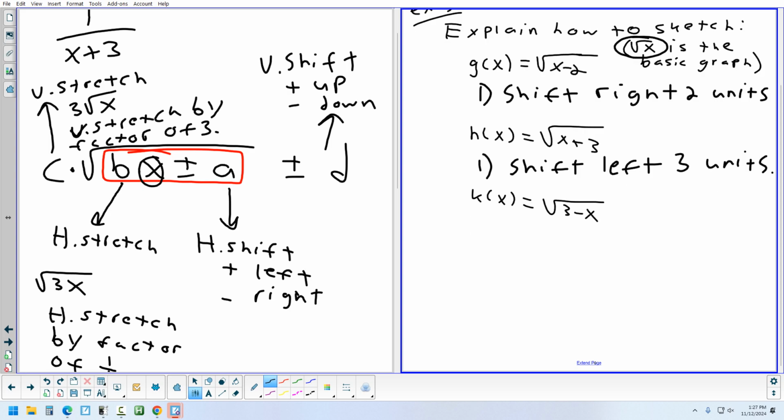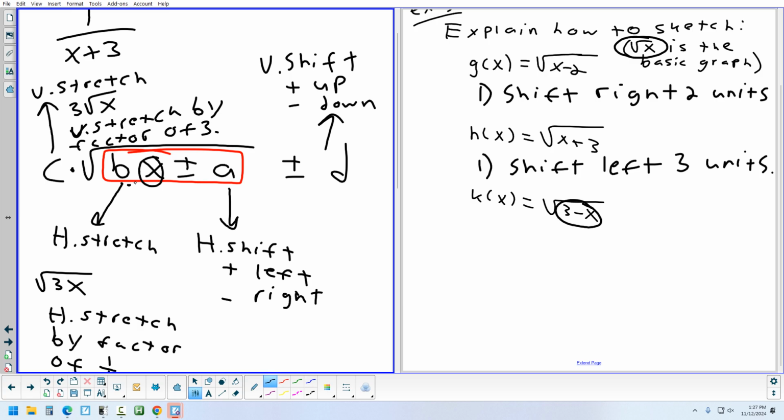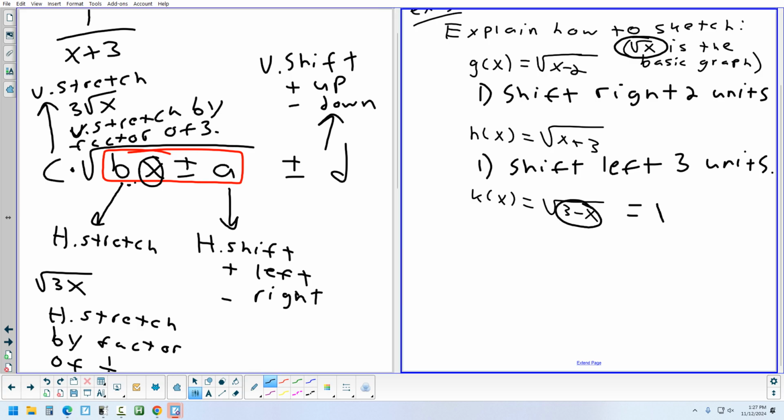All right, let's try this one. First of all, what do you notice about the radicand here? Well, it's 3 minus x, but what's wrong with it? The x isn't first. This is the order it's supposed to be in, so we need to fix it so it's in that order. Plus 3? No, it's negative. Okay, I give up. So how would you fix that so it's in the right order?